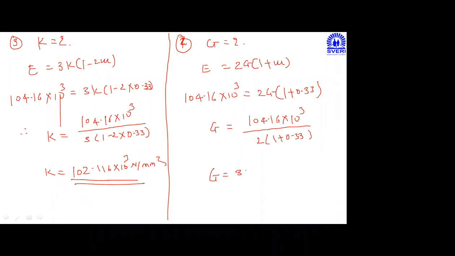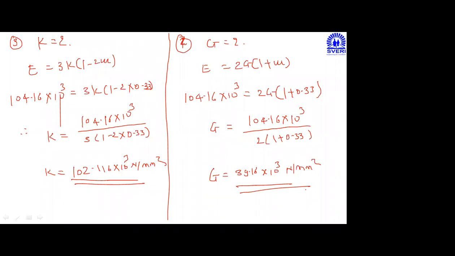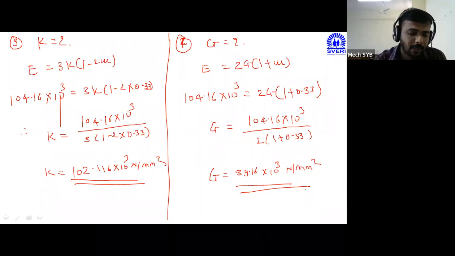39.15 into 10 raised to 3 Newton per mm square, or 39.16. Don't calculate the G value directly. First of all, calculate the K value, those who have not calculated, and then go for the G calculation. The procedure for both is the same. We have to put the E value and the mu value. But for that purpose, we need to remember the relations.